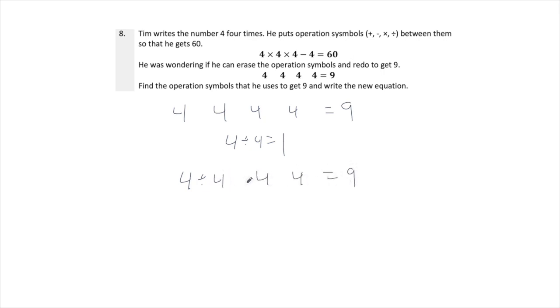And now we have to just find these 2 signs. Since we know 4 divided by 4 is 1, we can just add 4 twice to get 9. So we can plug in addition signs here, and this would be our answer.